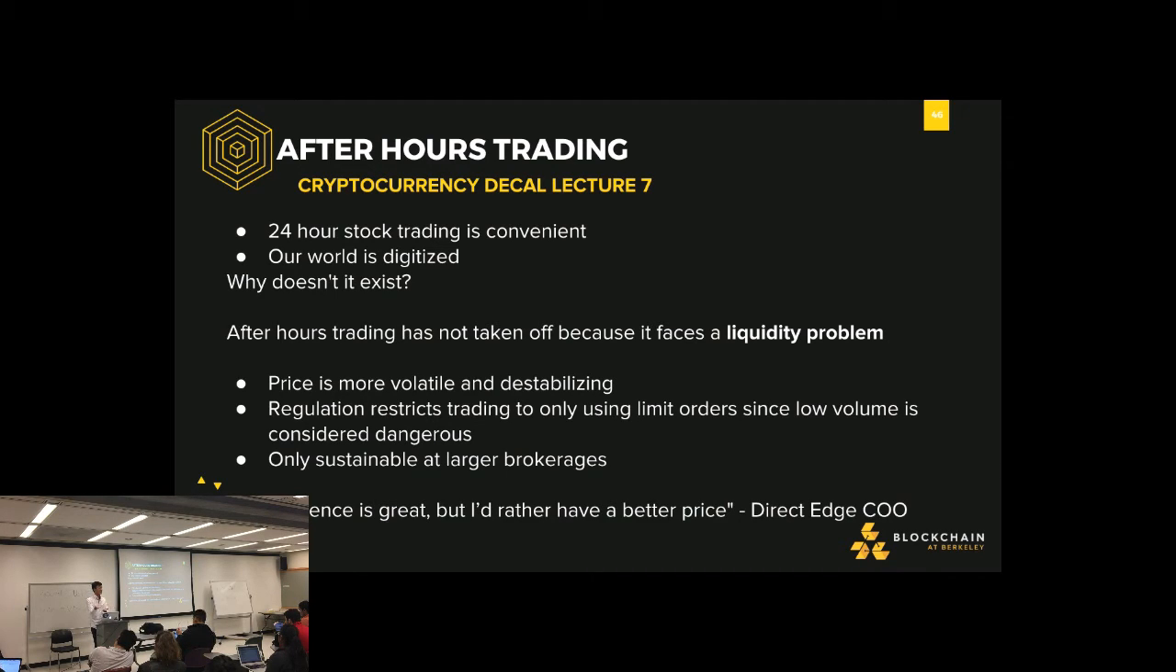And the government sees this and says, okay, that's dangerous. We're going to restrict trading to only limit orders. We don't want this kind of financial instability. And this is only sustainable at larger brokerages where there's enough stock to sustain any kind of market, because you have to trade one particular stock, right? To quote the Direct Edge COO, he says, convenience is great, but I'd rather have better price discovery in this market.